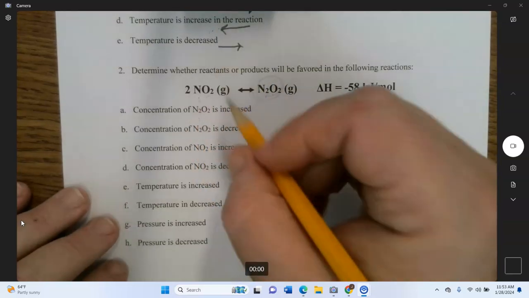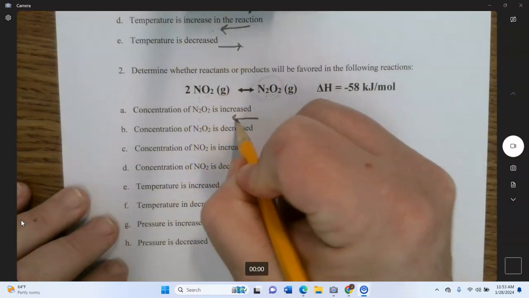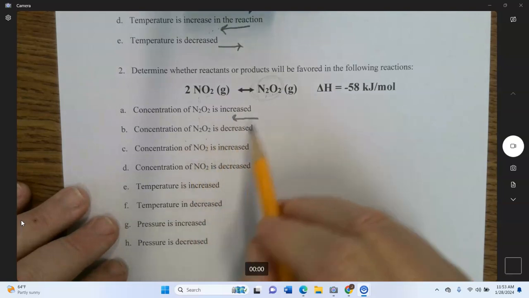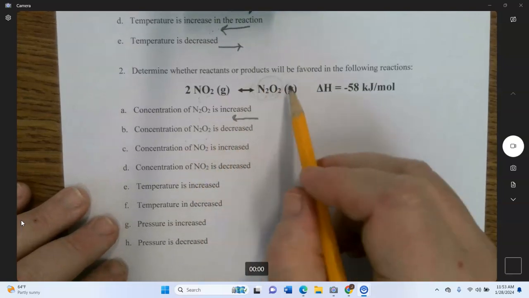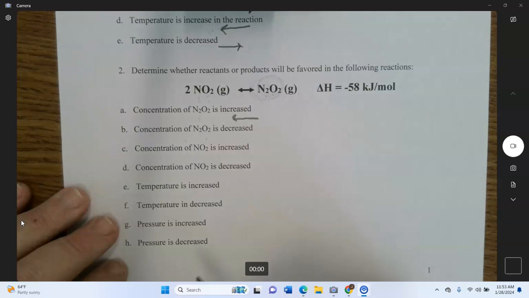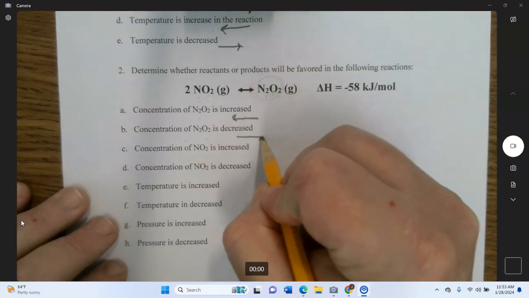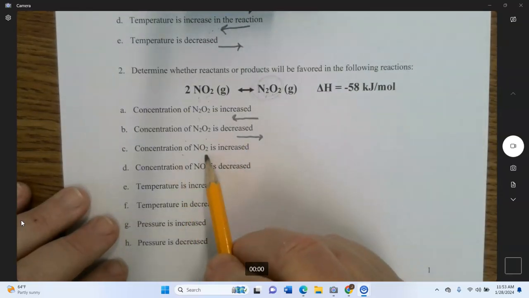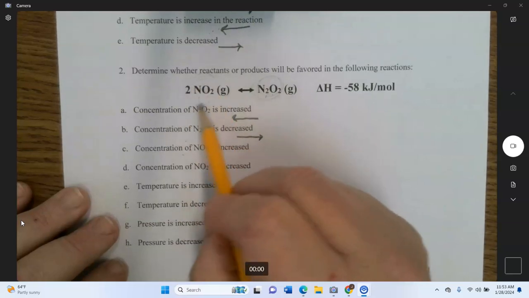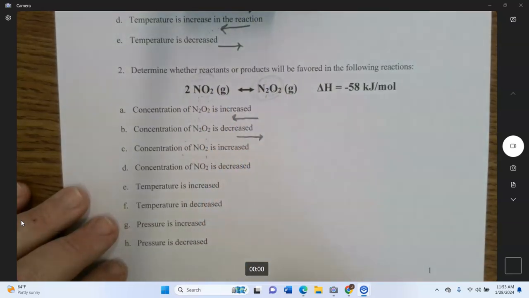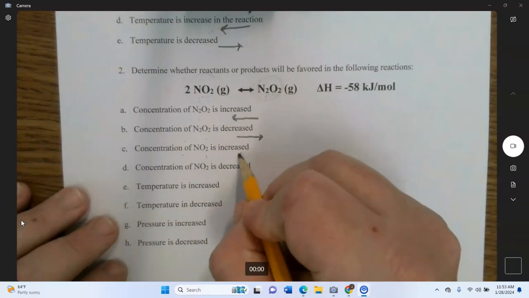It moves back, so it favors reactants. Concentration of N2O2 is decreased, so this room becomes less crowded, so the people want to move over there, so that favors products. Concentration of NO2 is increased, so you're making this room more crowded, so they want to flow to the right to the less crowded room.